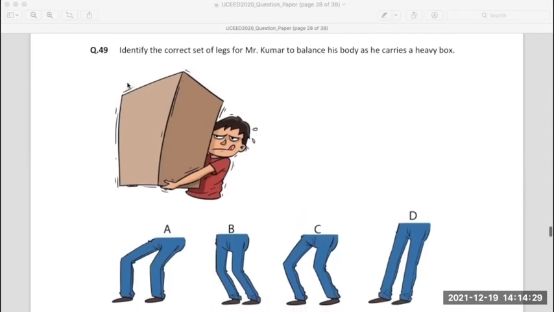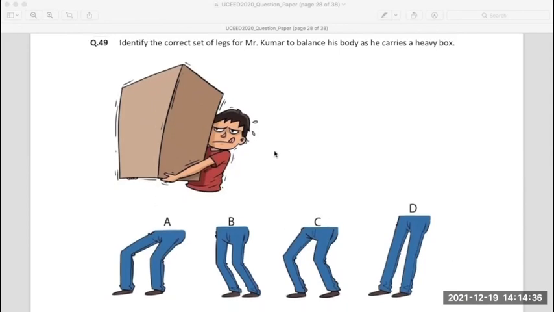Here you're given this boy, half part of a boy who is lifting this heavy weight. He's trying to balance his body as he carries the weight. In which of the leg positions will his body be in balance to carry such a big weight? It's trembling. You can see these disturbing lines, which means it's trembling to carry the heavy weight. So which is the correct leg position where he will be in some kind of stable condition?